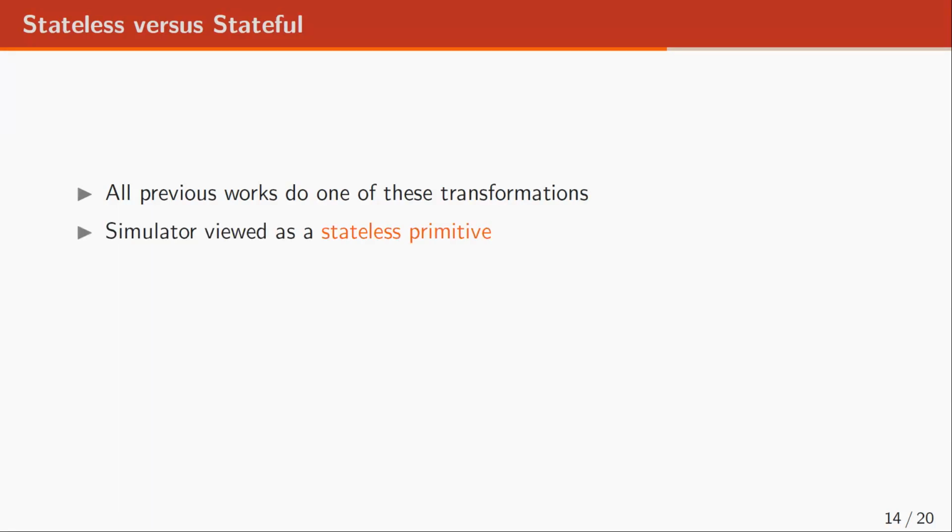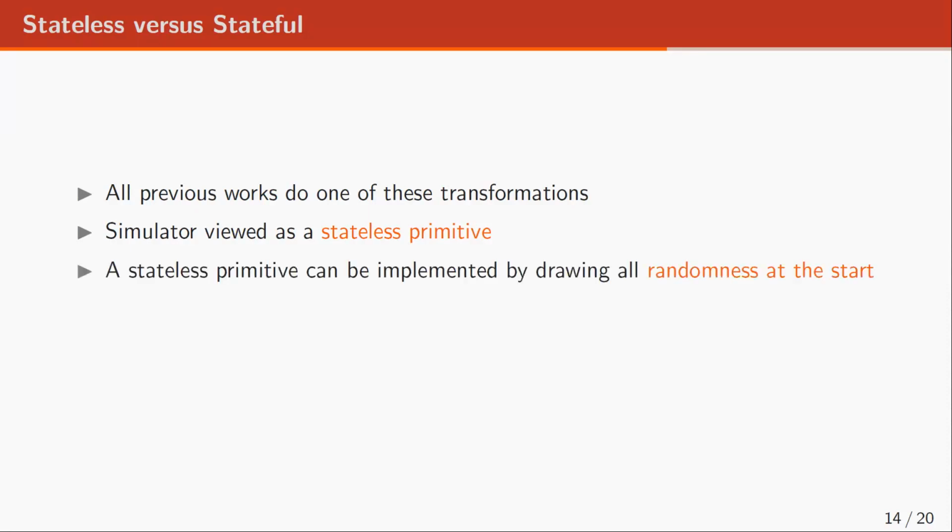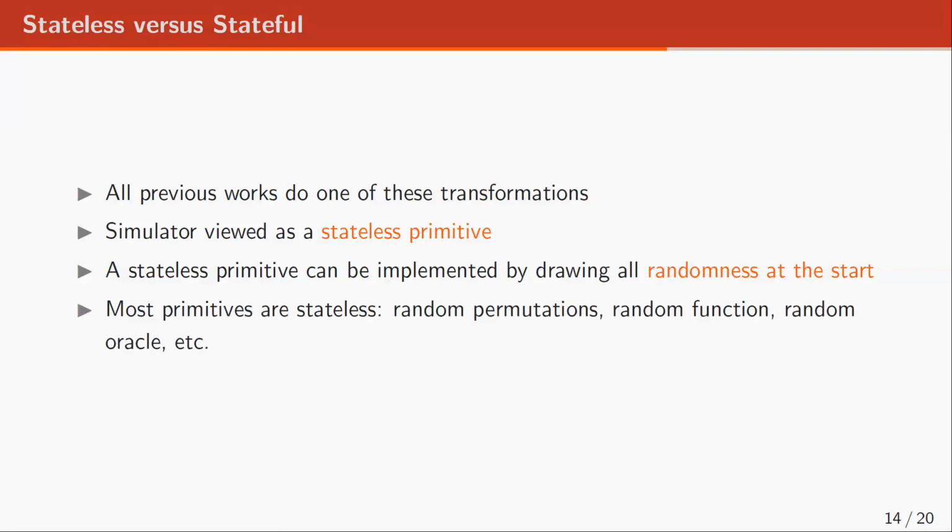And what I think is really the core of the problem is that the simulator is treated as a stateless primitive. So a stateless primitive is a primitive that can be implemented without state, which means that it has to draw all its randomness at the start. And actually most primitives are stateless: random permutations, random functions, random oracle. You can implement them via lazy sampling, but you can also just fix all the randomness at the start and then all the outputs are fixed after that.